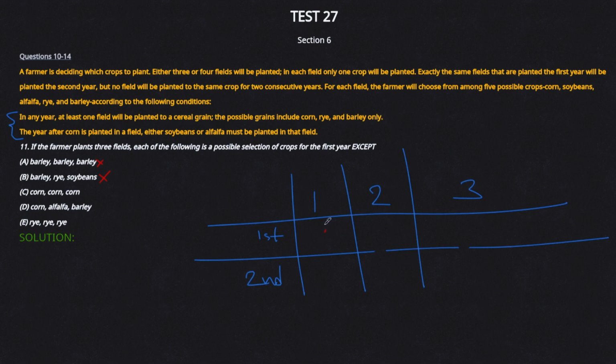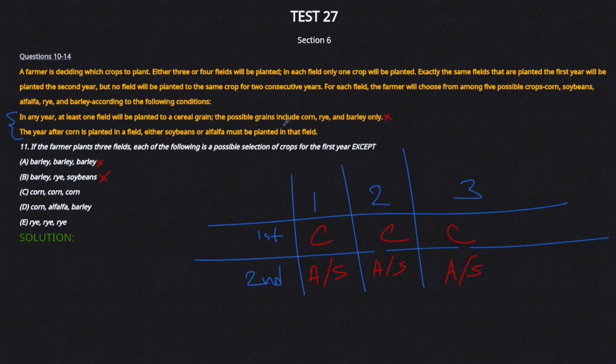Now option C, we have corn, corn, corn. Now this is where the issue comes into play. Instead of corn, the next year we have to plant either alfalfa or soybean. So alfalfa or soybean, alfalfa or soybean. Through this logic, we are violating the first one because we don't have a cereal grain in any of the three fields for the second year. We have alfalfa here or soybean. Same goes for the other two.